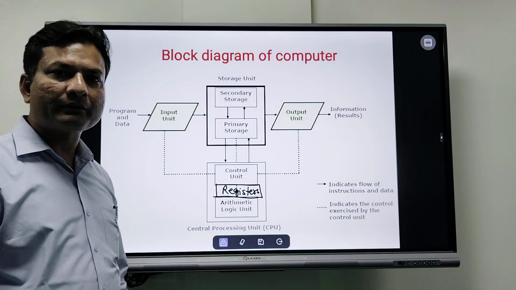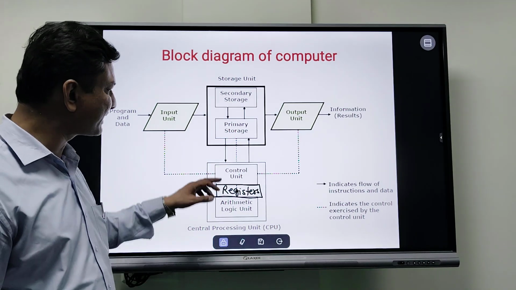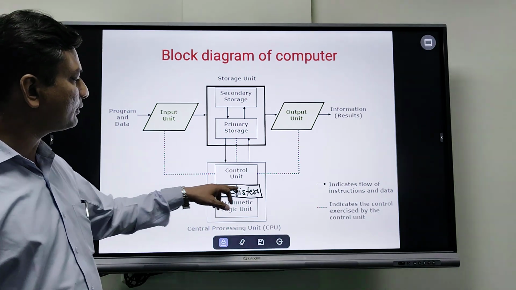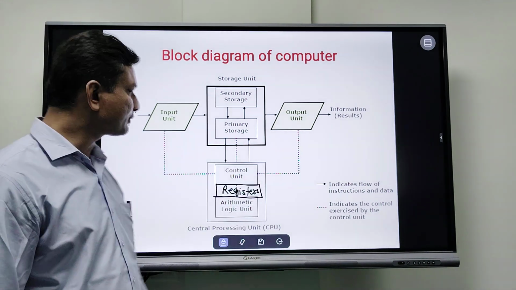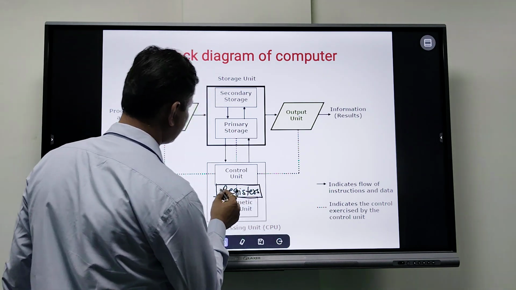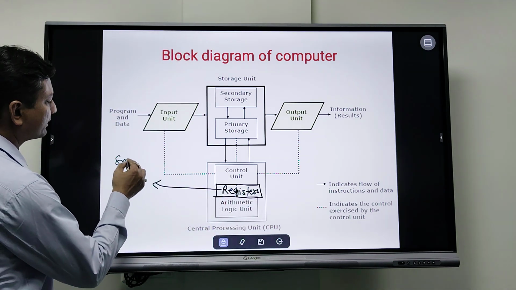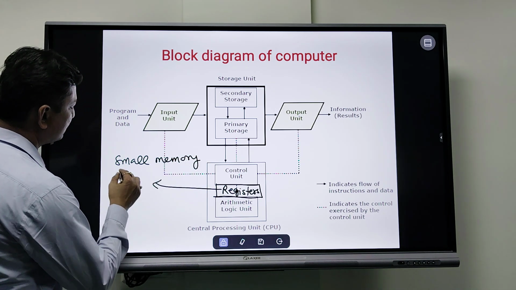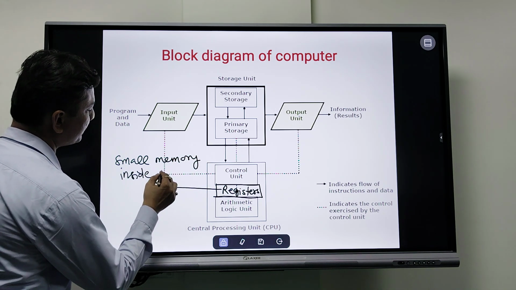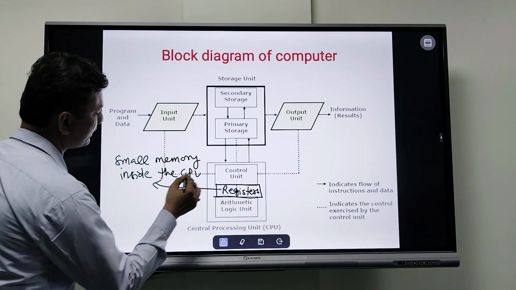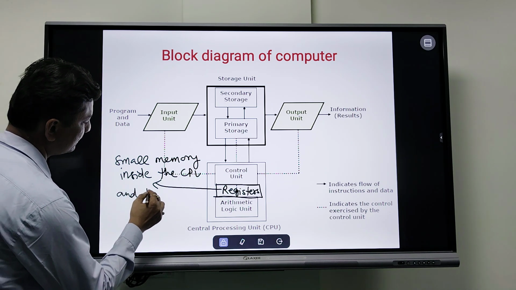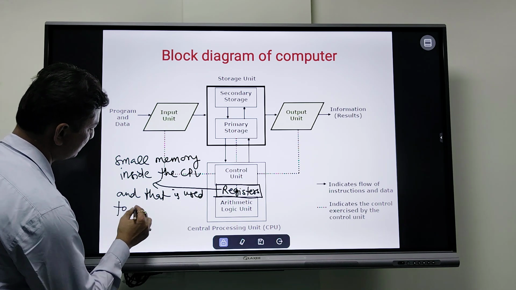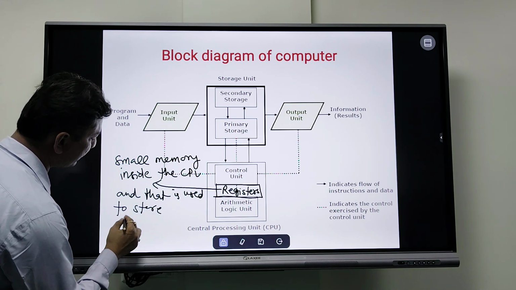First part is control unit, we all know what is the function of control unit. Second part is ALU, we all know what is the function of ALU. Now I will tell you what are registers. Actually, registers are a small memory inside the CPU, and that memory is used to store intermediate result.